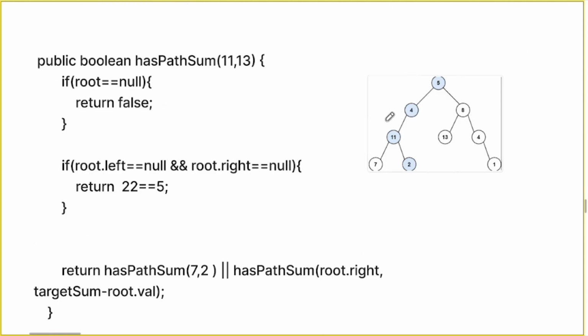Now we are currently at node 11. We are checking whether this node is a leaf node or not. No, it is not a leaf node. So we can subtract this node's value from the target sum. Our target sum is 13 and our node's value is 11, so we have 2 as the value. We are calling the same function using these values.